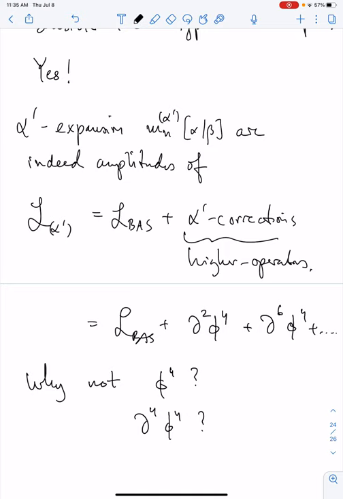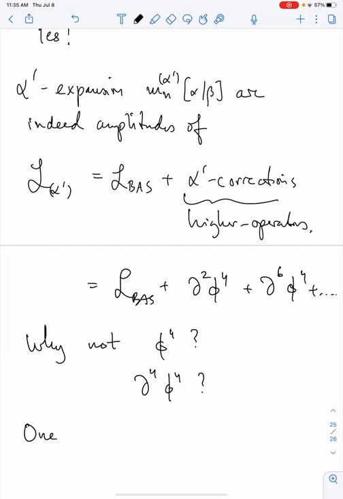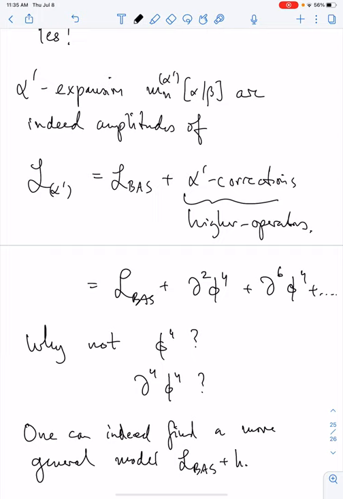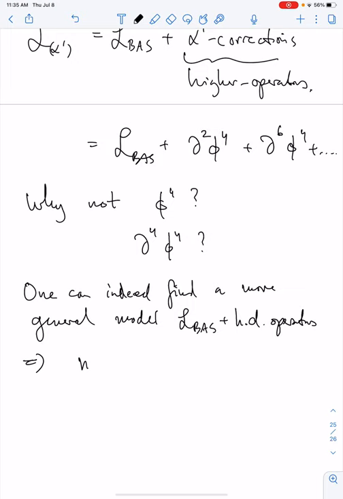And so one can indeed find a more general model of biadjoint scalar plus higher derivative operators that give rise to an (n minus 3) factorial rank matrix of M_n amplitudes, and therefore give a well-defined double copy kernel.